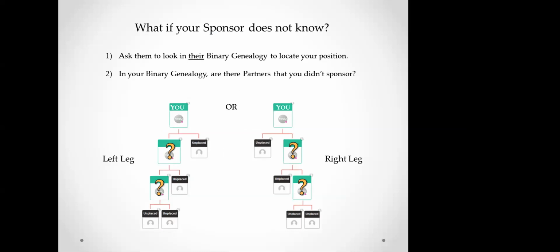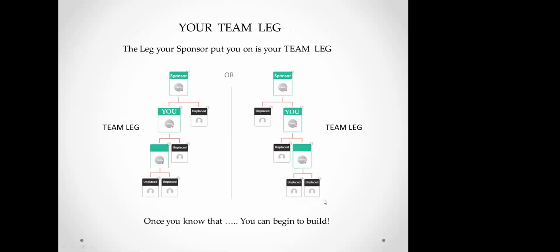Okay, but if you come in your back office and you see this screen and you've got some people here that are placed and you don't know their names, that is your team leg. So just make a note: my team leg is my left leg, or my team leg is my right leg. Okay, so this is just another example of that. The leg that your sponsor has put you on is your team leg.